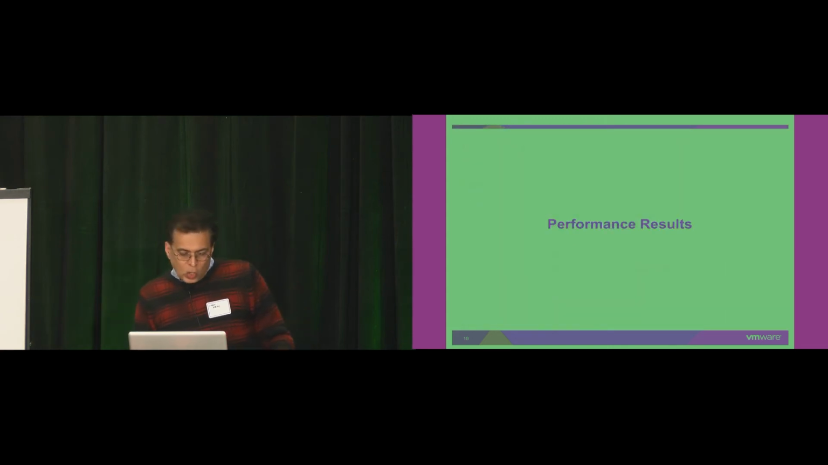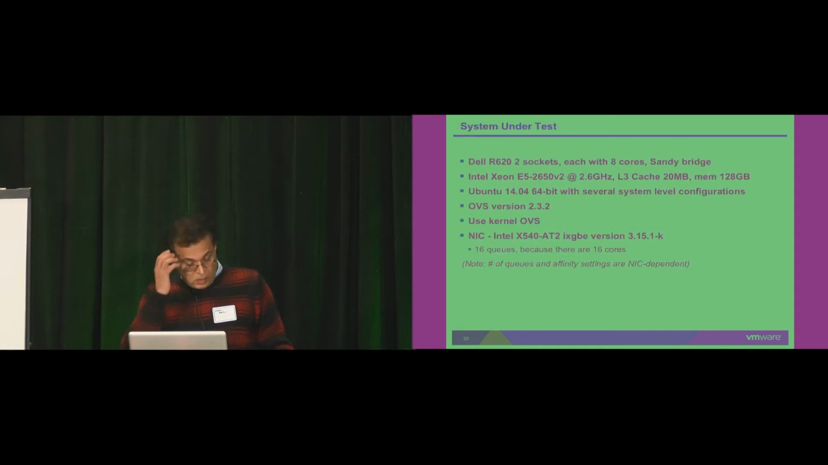Okay, moving on to some results. So this is the system under test that we have. We have 2.6 GHz 16 core machines, and the results I show are for OVS version 2.3.2, and we are talking about kernel OVS. So this is not DPDK.